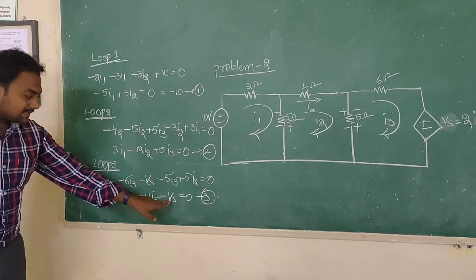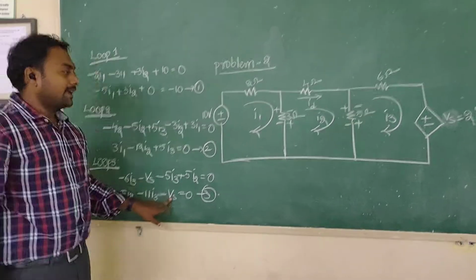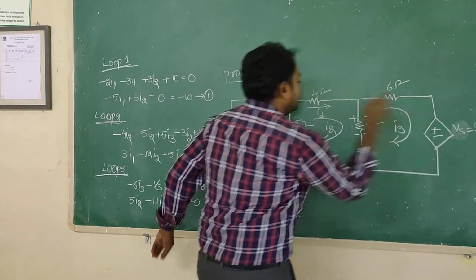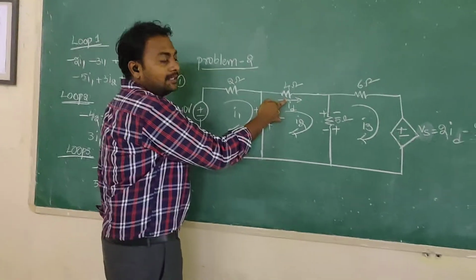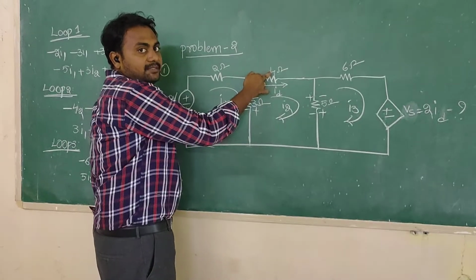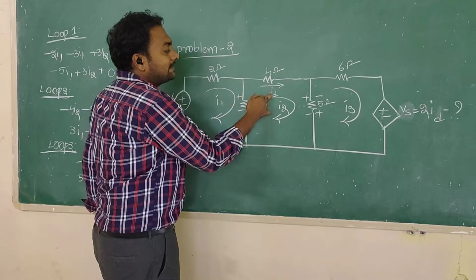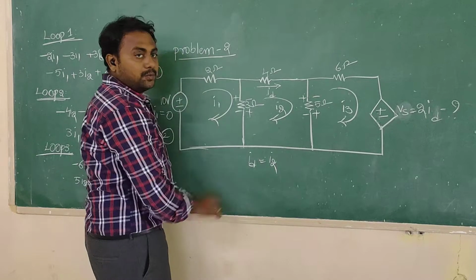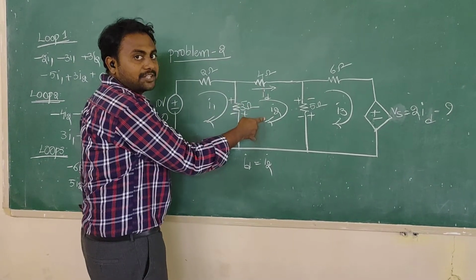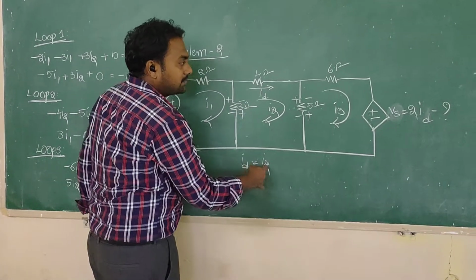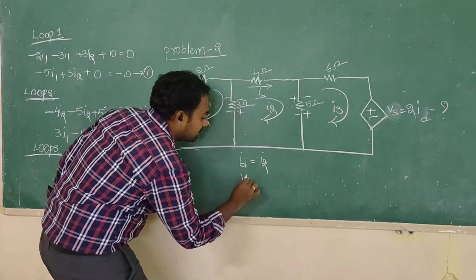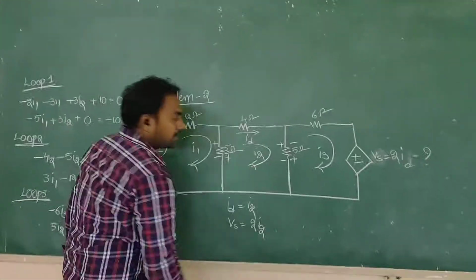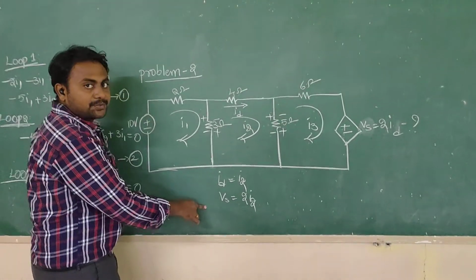But the thing is, what is the value of Vs here? It is 2 times ID. What is the value of ID? The current flowing through the 4 ohm resistor is ID, so ID is equal to I2, because both are following the same direction. Substituting, Vs equals 2 times I2. So this is our dependent source.